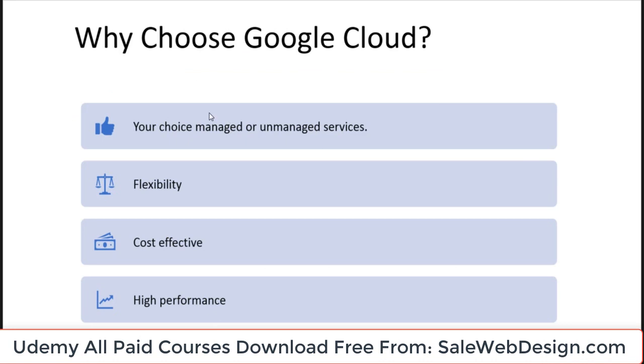You have the choice of managed and unmanaged services. Again, in Google Cloud, a lot of the services that are not managed in AWS are managed in Google Cloud with no additional cost to you in most cases. For example, DNS is a great example. Load balancing is another example. There's a lot to talk about during the course to give you an idea of what Google is doing better than some other competitors.